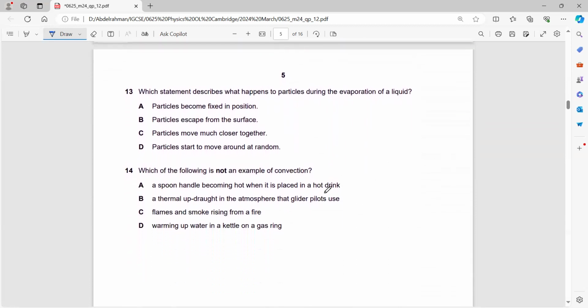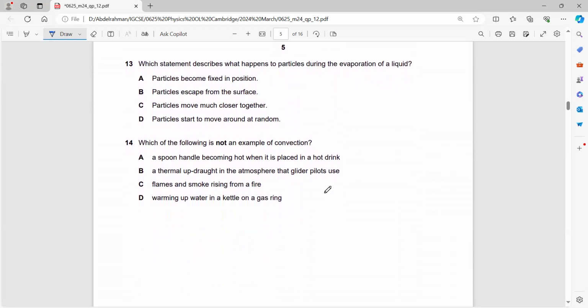Which statement describes what happens to particles during the evaporation of water? During the evaporation of water, what happens? Particles become in fixed position? No. They escape from the surface, definitely.